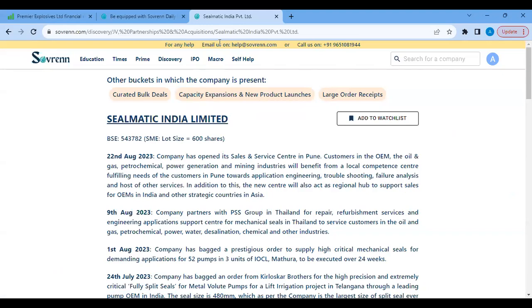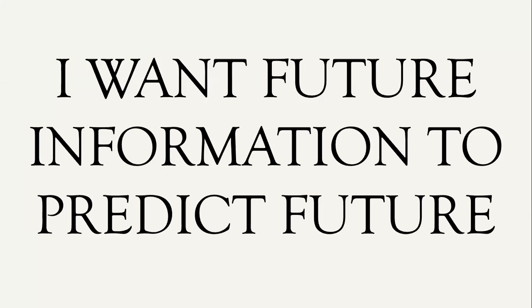Now let us look at this. This is another very important line. Can we write in the chat window? I want future information. I want future information. Very, very, very important.